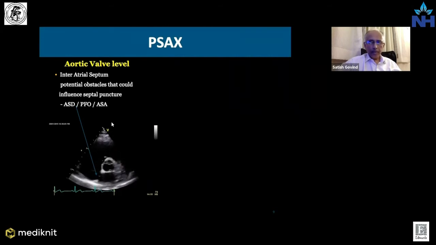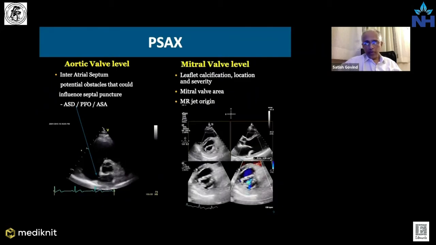Then, is there a patent foramen ovale? Is there an atrial septal aneurysm? So these are the abnormalities which one needs to look into.